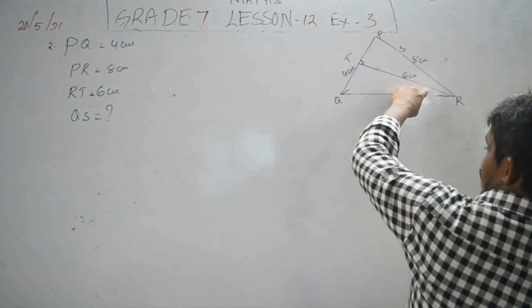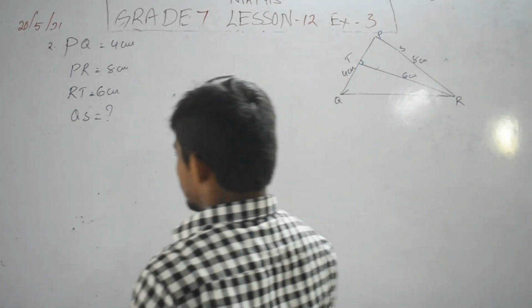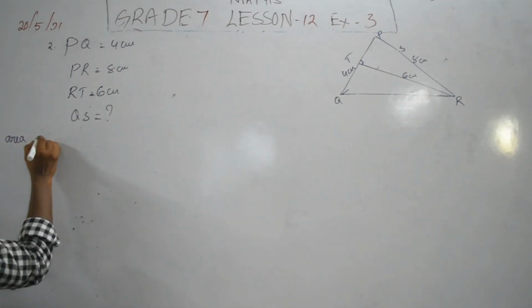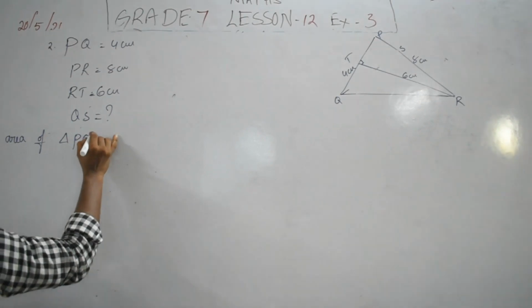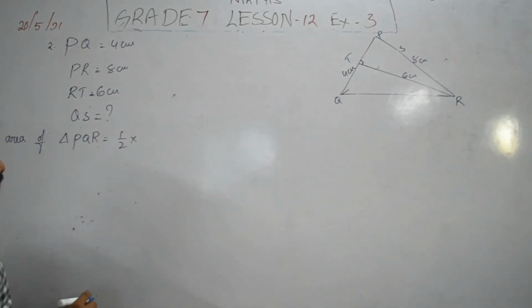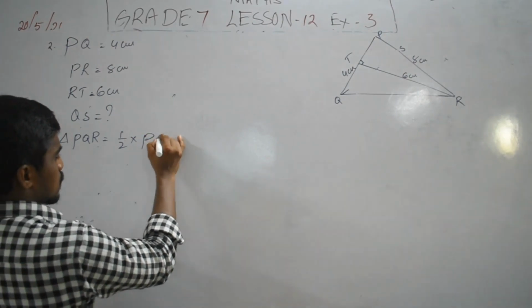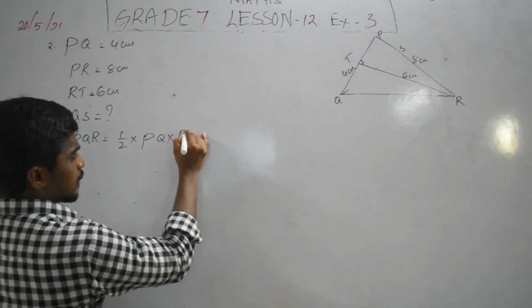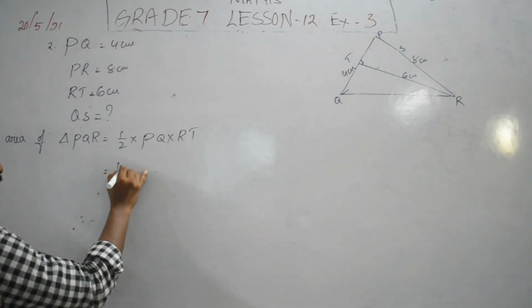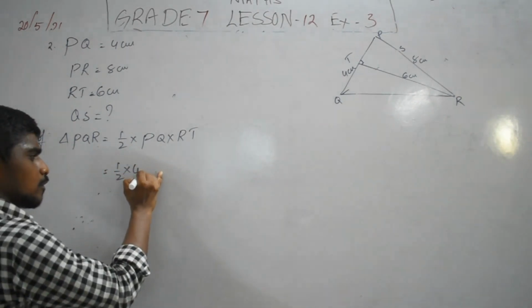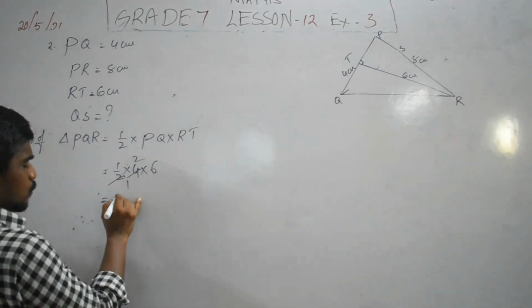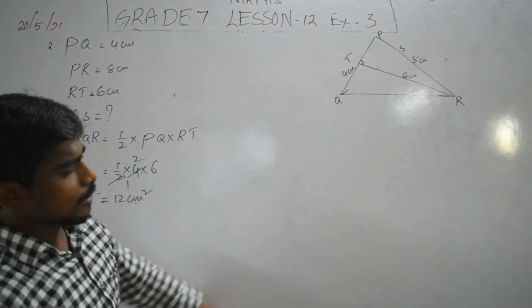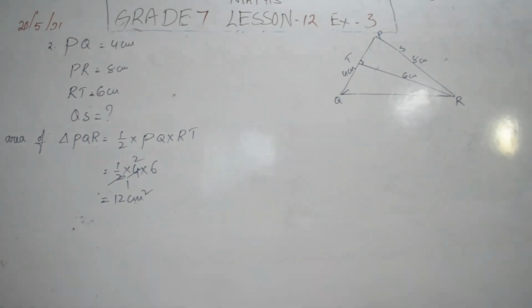So we know height, we know base. So area of the triangle PQR equals half times base PQ times height RT. So 1 by 2. PQ how much value? 4. RT how much value? 6. 2 ones are 2, 2 twos are 4... 12 centimeter square. So this triangle area we find is 12 centimeter square.